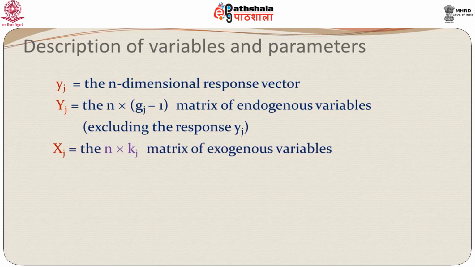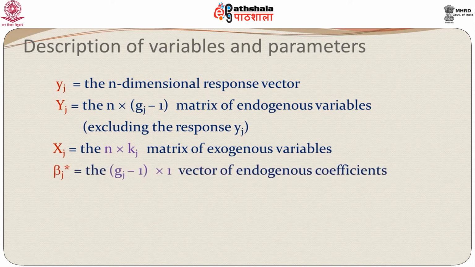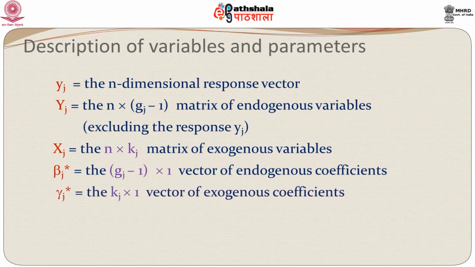So, we had kj exogenous variables, and this constitutes the matrix Xj. Beta j star is the gj minus 1 vector of endogenous coefficients, and gamma j star is the kj dimensional vector of exogenous coefficients. Uj, of course, is the vector of disturbances.